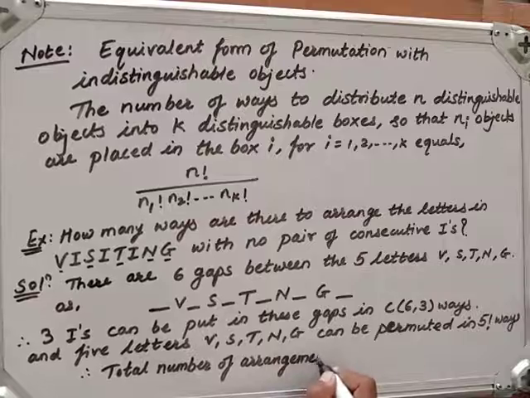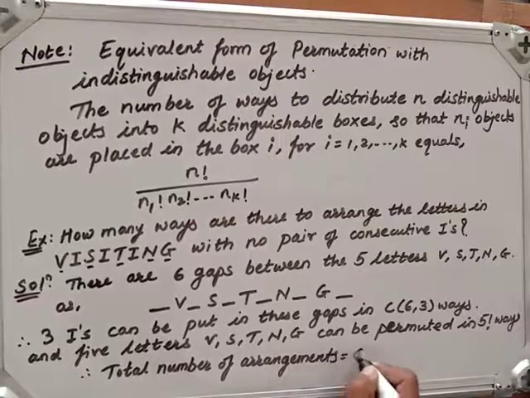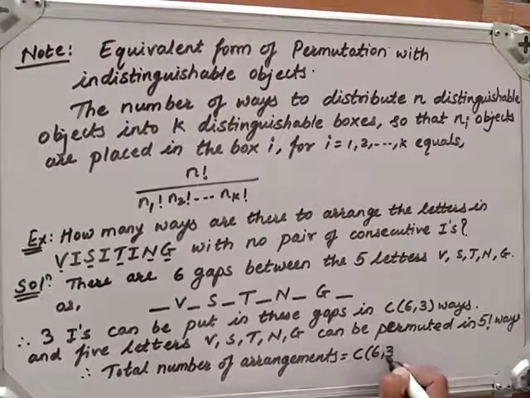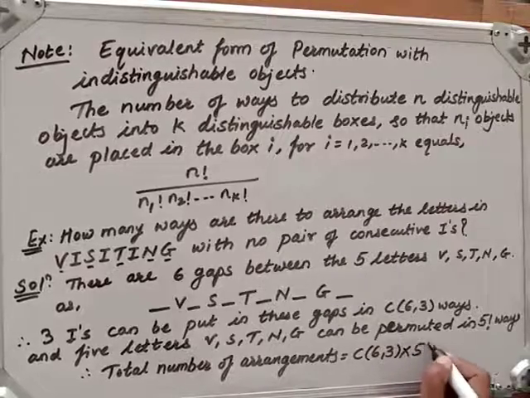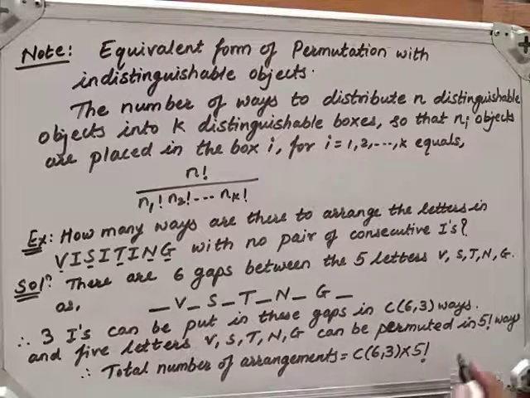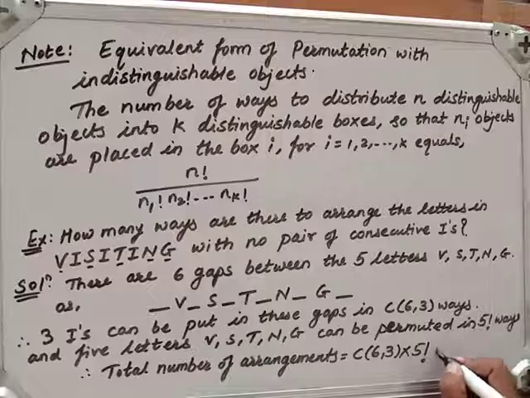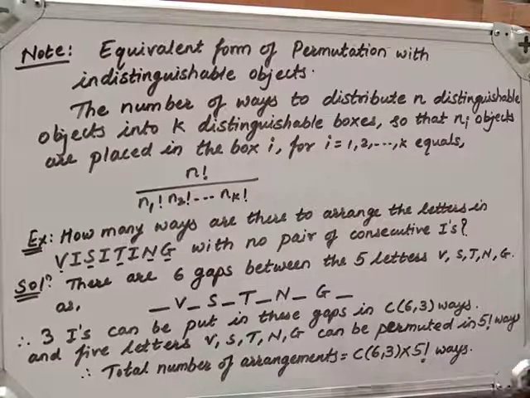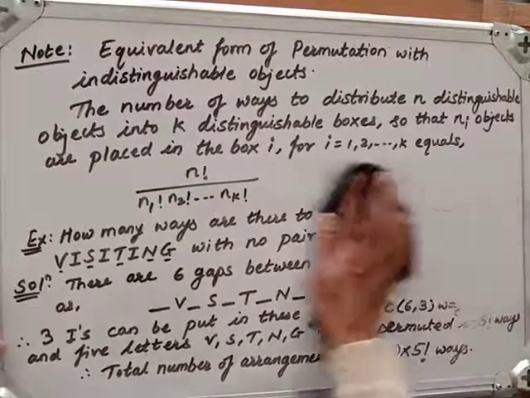Therefore, total number of arrangements are how many? C(6,3) multiplied by 5 factorial. These many ways are there. Fine, this is the answer here. Now, let us take the next example.